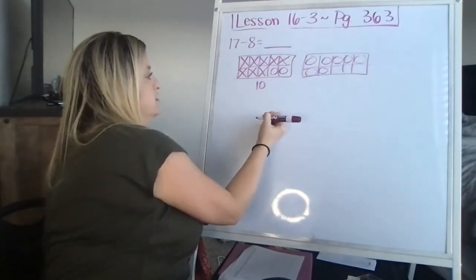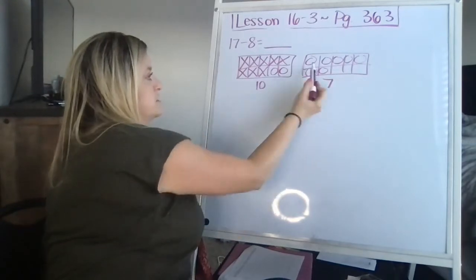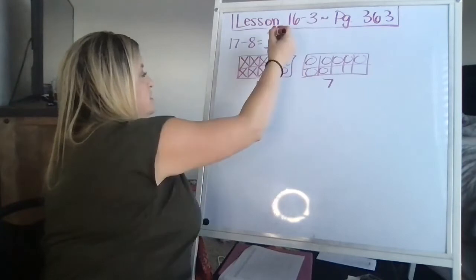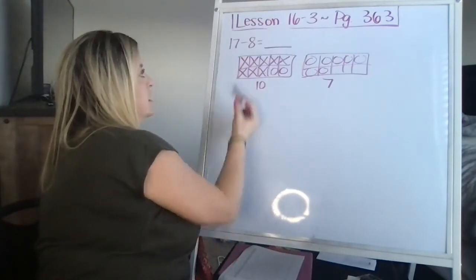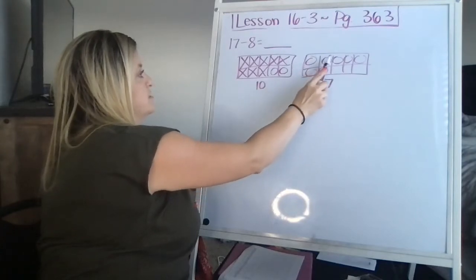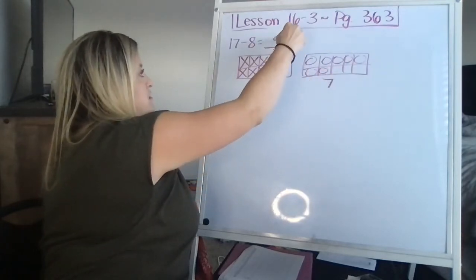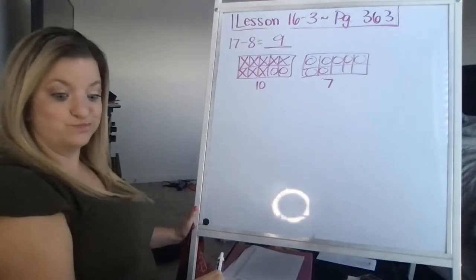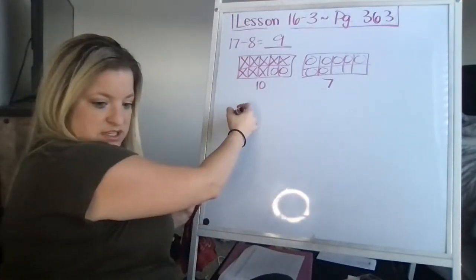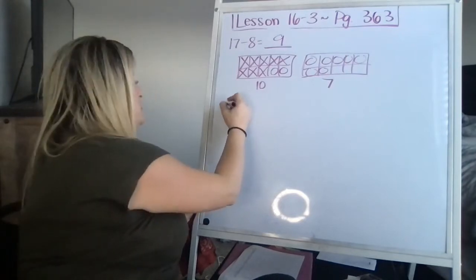I have 10 here. I have 7 here. This top row is 5, 6, 7. So that's 7. 10 plus 7 is 17. Good. I need to count how many dots I added though. 1, 2, 3, 4, 5, 6, 7, 8, 9. Cool.